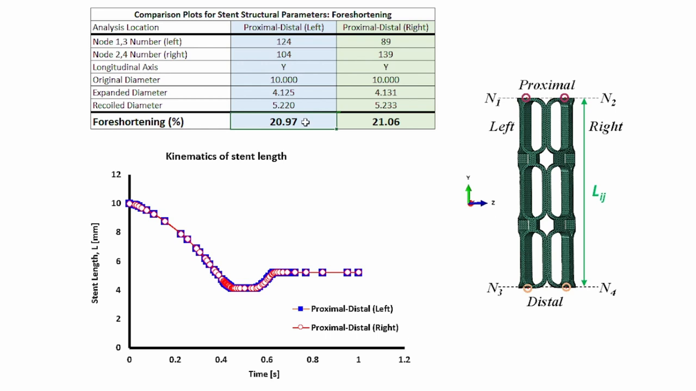Other structural parameters that you may also be interested in are things like the elastic recoil or dog boning effect. If those are what you're interested in, these two videos will help you to extract this from ABAQUS.